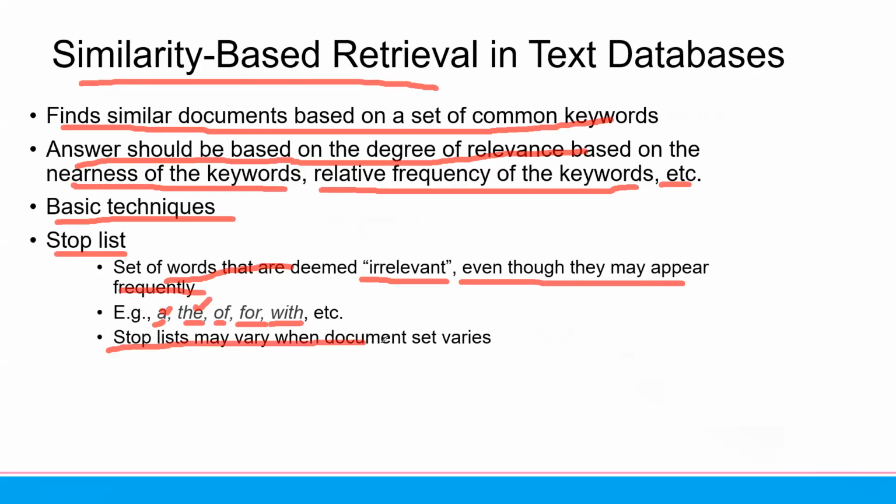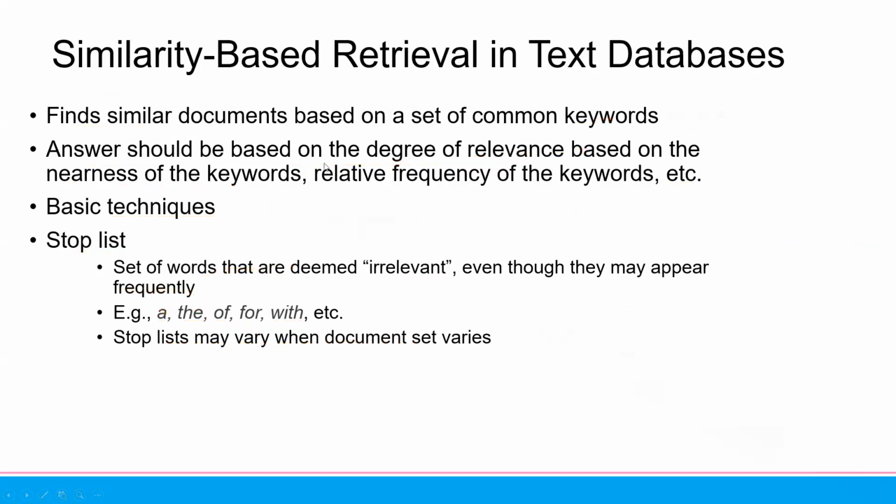The stop list may vary when the document set varies. So if it is in English, then this is the stop list. But in Korean, maybe you have a stop list like particles, which are not necessary or not meaningful. So this is an example of a stop list that we can exclude. We need to check the stop list and remove it before we do the similarity.